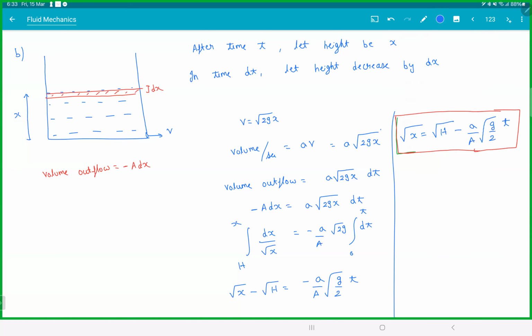Sometimes the questions will be more easy. The time taken for the tank to be empty means x becomes 0.